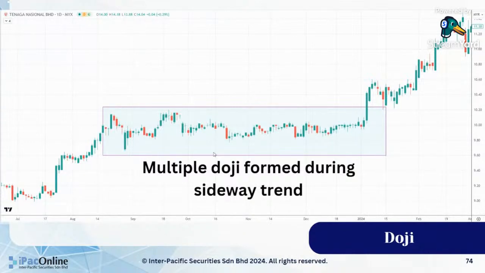For example, on Tenaga TNB over here, we can see that from August 2023 until early this year, 2024, Tenaga has been stagnant around 9 ringgit 80 cents to 10 ringgit. In between, during the stagnant, sideways movement, we can see a lot of dojis forming because the market has no direction, whether it is going to go higher or lower.